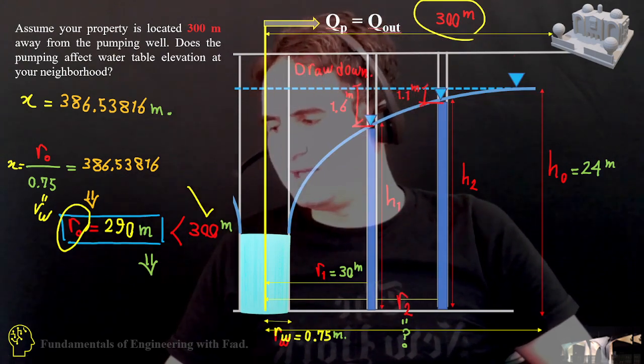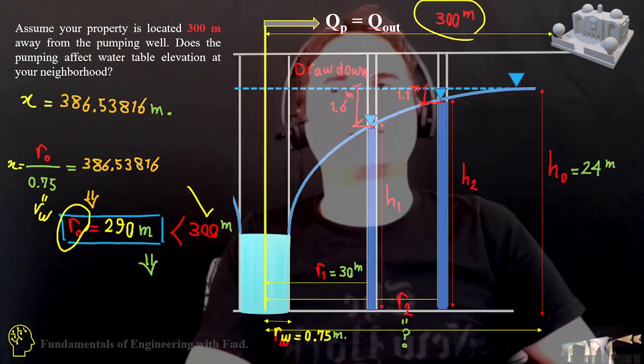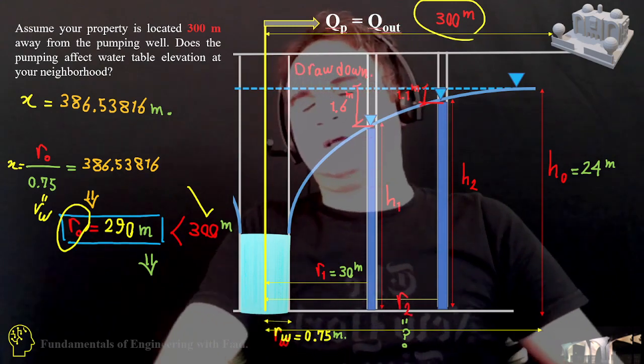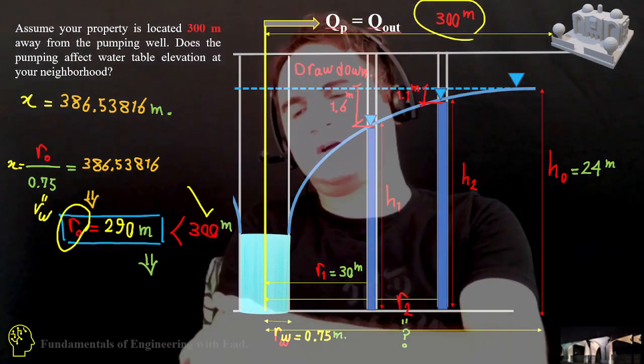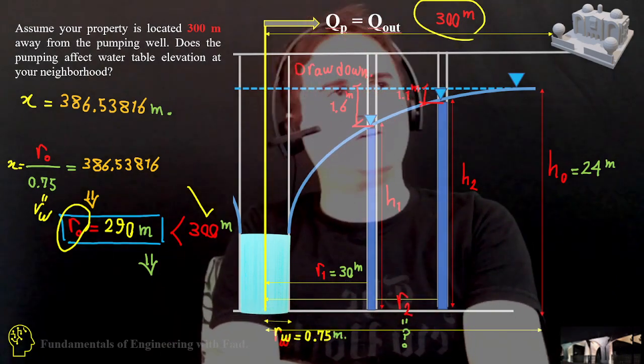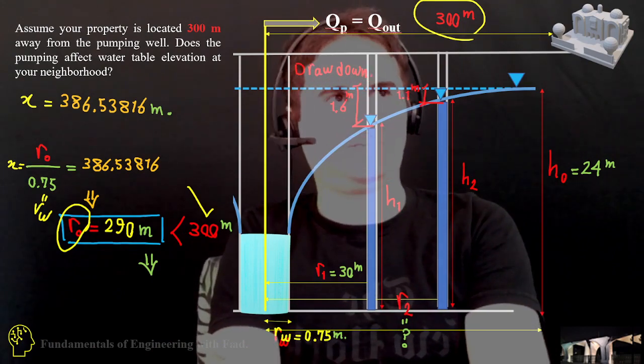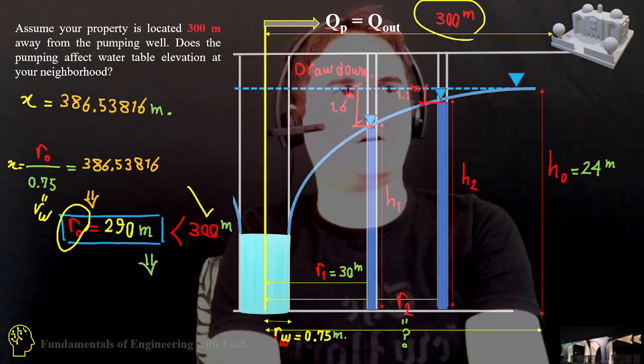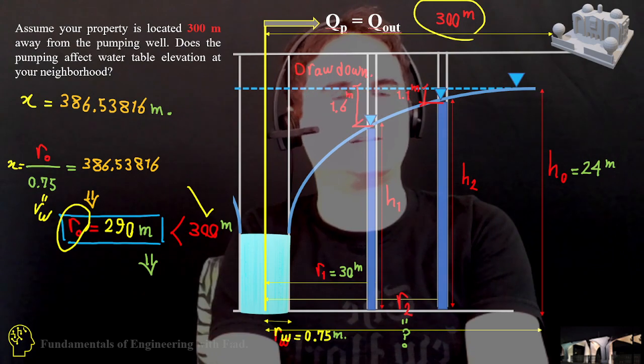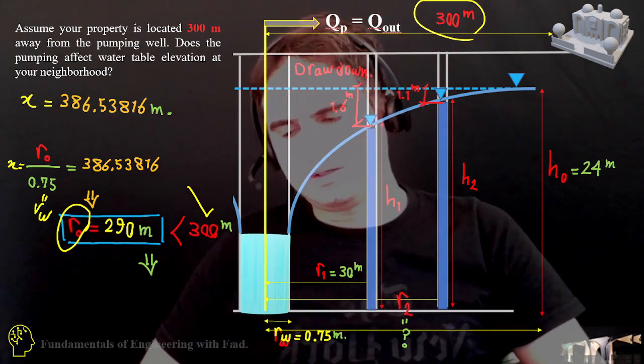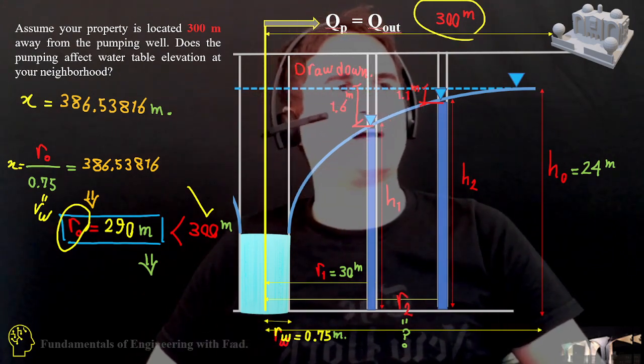So that was a practical example in an unconfined aquifer. We will derive the equation of confined aquifer, and we will solve a numeric example in that one as well.